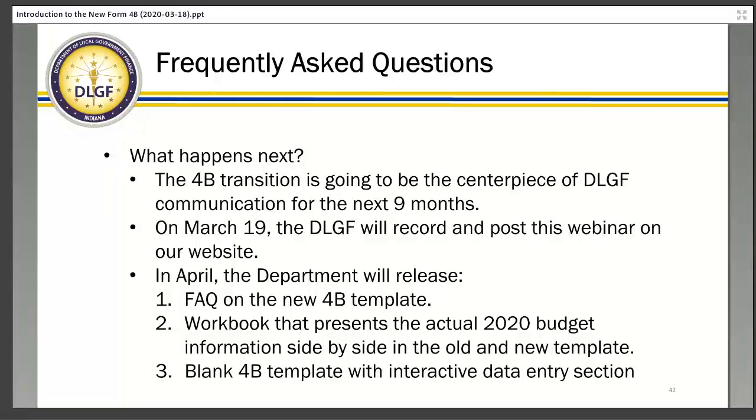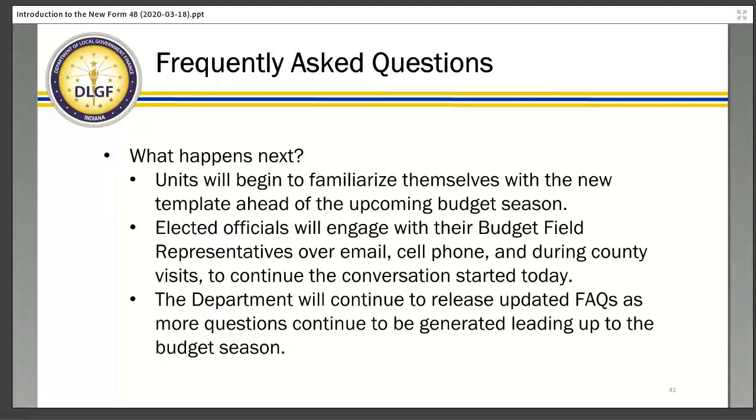One of the other things that the department is planning on building is a blank 4B template with an interactive data entry section. And so in that case, we wouldn't be populating the 2020 information. You could use any estimates that you would like. And then you could use the data entry section to hit a target tax rate, or to hit a target operating balance, or to hit a target tax levy, depending on what you populate. You can see how you can use the template that we are still designing to start simulating what you'll see during the upcoming budgeting cycle.